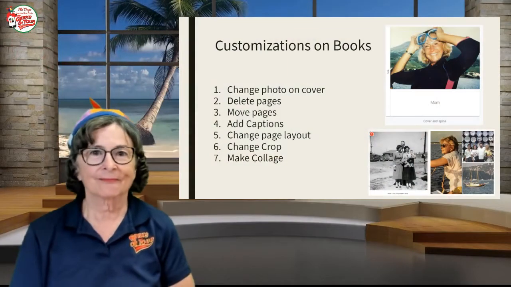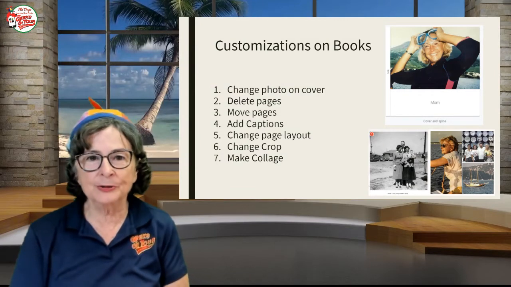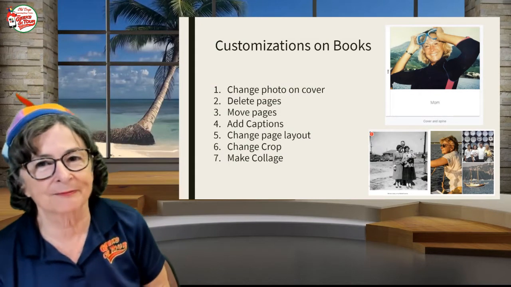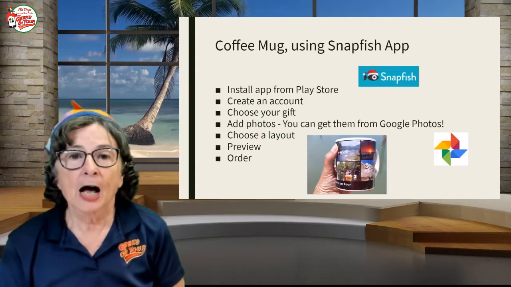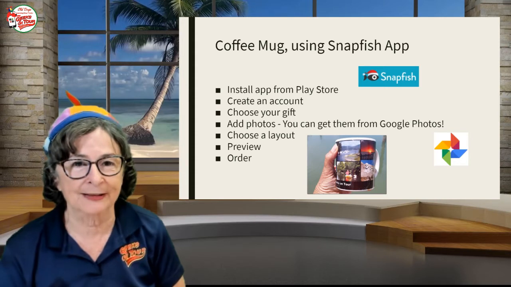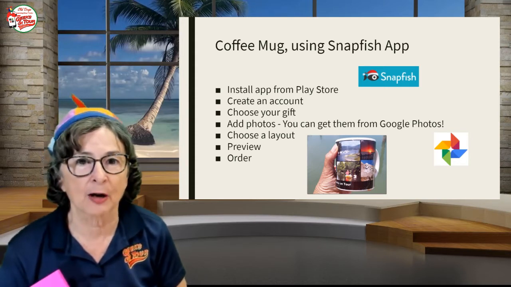Right. Lots of other places where you can get very customizable photo books, but if you want it quick and easy, Google Photos is the way to go. And you can do a fair amount of customization, but nothing like the other ones have. Now we're going to go to the Snapfish app and show you how you would make a coffee mug.